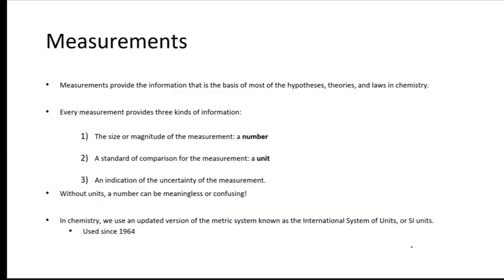Let's talk about measurements. Measurements provide the information that is the basis for most of the hypotheses, the theories, and the laws in chemistry. Every measurement gives us 3 kinds of information. The size or magnitude of a measurement, so the number, a standard of comparison for the measurement, a unit, and an indication of the uncertainty of the measurement. Without these things, a number can be meaningless or confusing. Now in chemistry, we use an updated version of the metric system known as our SI units.